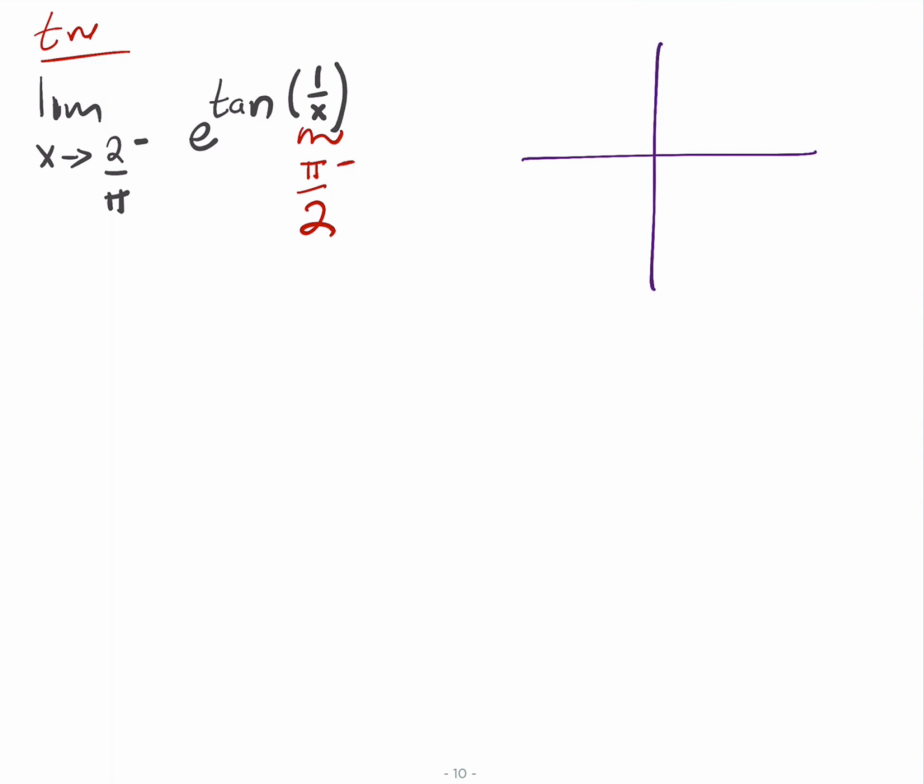So 1 over x, what does that look like? Looks like this, right? This is 1 over x. Where's 2 over pi? Less than 2 over pi is some positive number. So do you guys agree that it will be, for the sake of argument, right here? Sure. So it's definitely not left of 0, right? Because it's not negative.